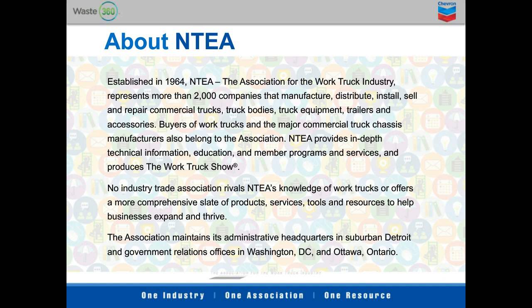A little bit about the NTEA. We were established in 1964. We're the Association for the Work Truck Industry. We represent more than 2,000 companies that manufacture, distribute, install, sell, and repair commercial trucks, truck bodies, truck equipment, trailers, and accessories. Now, buyers and users like yourself of the work truck industry are also part of the NTEA.